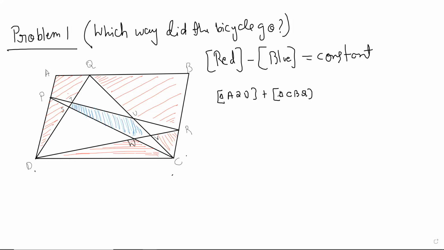If AQD and CBQ, if we add them, can we say anything interesting about this? Like, is it a constant? What is it, if it's a constant? Right. So it is half of the whole area. That is important. Unav, do you see this? Good. Good.